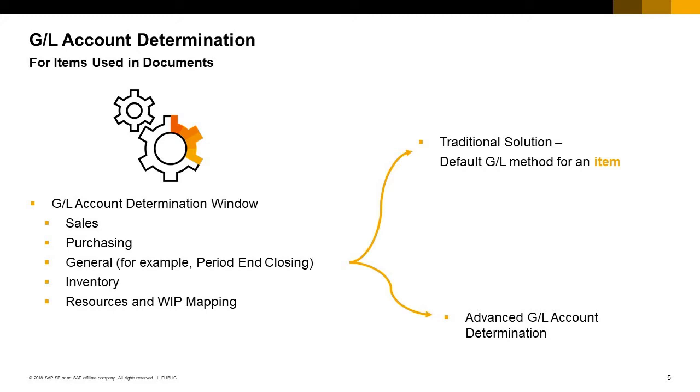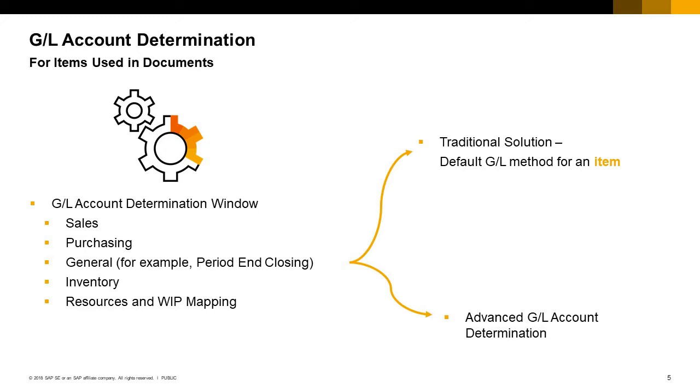First, let us review how accounts are determined for items used in business processes. As we mentioned, when you first implement SAP Business One, you define default GL accounts to be used when transactions are created during the different business processes, such as sales, purchasing and inventory. These default accounts are defined in the GL account determination window under the Administration module, Setup, Financials. When items are used in the transactions, there are two options for account determination. In the traditional solution, the system looks for the default accounts based on the account determination set in the item master data. Alternatively, you can work with the advanced solution for account determination.